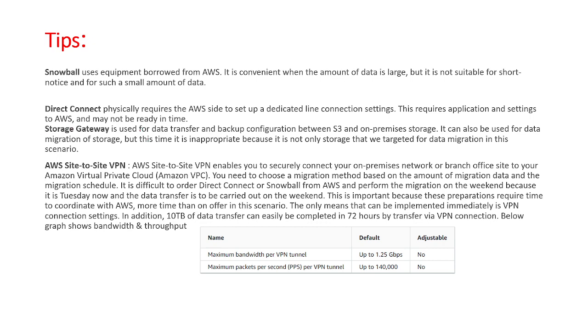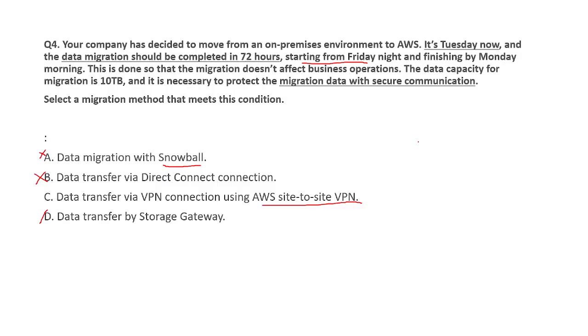Okay, Storage Gateway is used for data transfer and backup configuration with S3 and on-premises storage. It can also be used for data migration for storage, but this time it is inappropriate because it is not only storage that we targeted, it is data migration in this scenario, correct? Yeah. So we need to focus on C, data transfer via VPN connection, since it says secure communication.